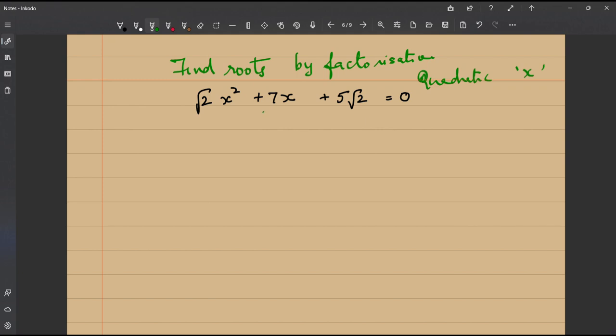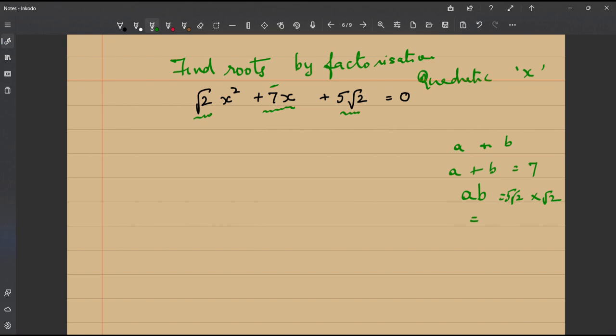The factorization requires us to split this middle term into two terms so as to enable us to group them and factorize them. So how are we going to split this middle term? Let's find two numbers A and B such that A plus B should be equal to the coefficient of x, which is 7 here, and the product of the two numbers, A into B, should be equal to the constant, which is 5 root 2, multiplied by the coefficient of x squared, that is, it should be equal to 5 root 2 multiplied by root 2.